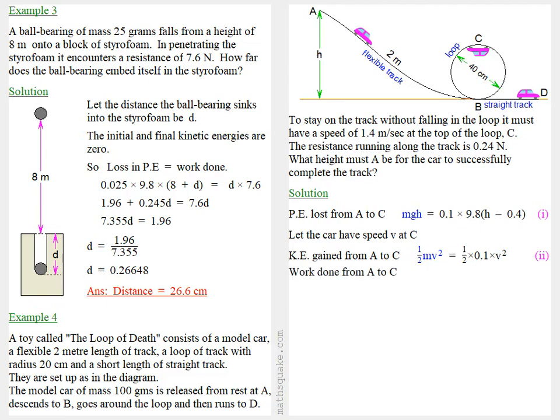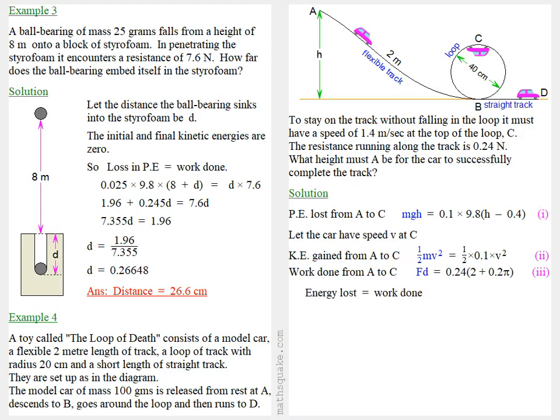Now the work done from A to C is the force times the distance moved. Now the car is moving against the resistance, a force of 0.24, and the distance travelled is the length of the 2-metre flexible track and half the loop. Now the loop has circumference 2 pi r, so half the circumference is pi r, which is 0.2 pi. So the work done from A to C is Fd, which is equal to 0.24 times (2 plus 0.2 pi).